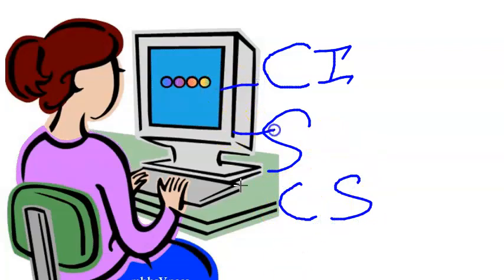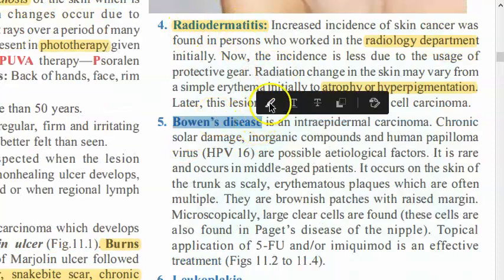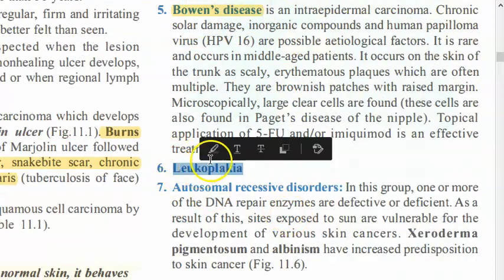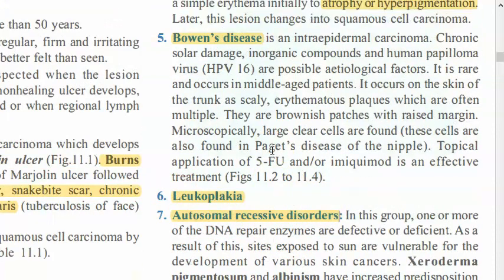Now let us go on, four more are there. Okay, look at this: dermatitis, Bowen's disease. Then I'll give you the other two, leukoplakia and autosomal recessive disorders. So these four are left. Let's look at these.